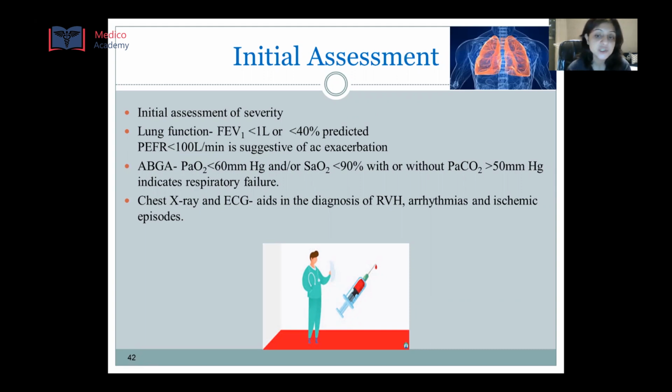If you talk about the ABG, if you've done an ABG in this kind of patient who's presenting with an exacerbation, most probably you'll find a PaO2 of less than 60 mm of Hg, with or without a saturation of less than 90%, with or without partial pressure carbon dioxide of more than 50 mm of Hg. This all will together indicate a respiratory failure. If you do the chest X-ray and ECG, they will of course aid in the diagnosis of right ventricular hypertrophy. You might have some arrhythmias. You might come across some ischemic episodes.